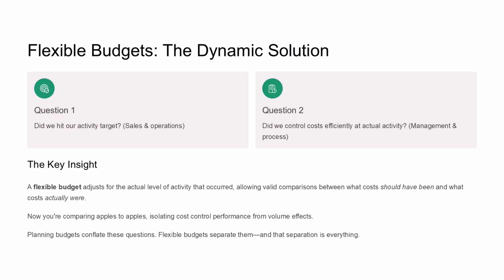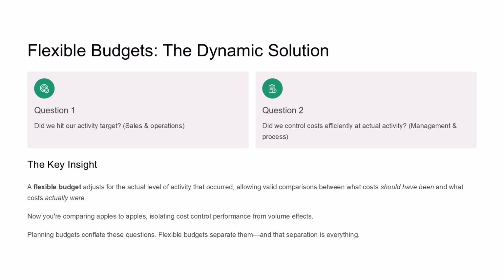Instead of comparing actual results to a plan that assumed a different activity level, you recalculate the budget based on the activity level that actually happened. Now you're comparing apples to apples. You're isolating cost control performance from volume effects. This is where clarity begins.